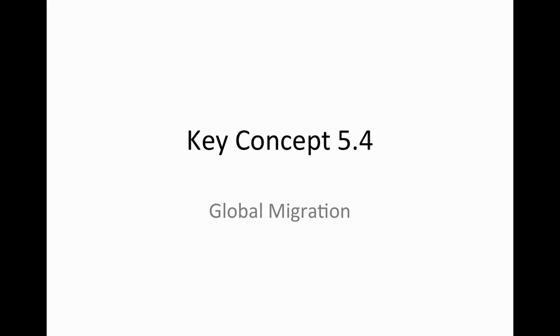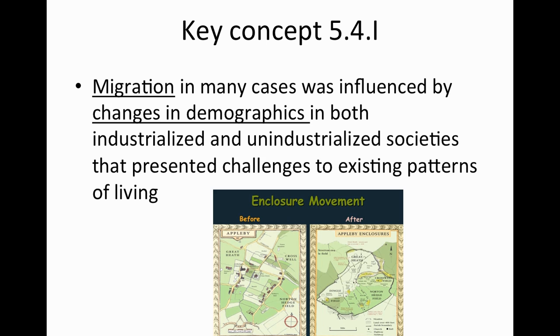Concept 5.4, global migration. Key concept 5.41 states migration in many cases was influenced by changes in demographics in both industrialized and unindustrialized societies that presented challenges to existing patterns of living. So basically here we're going to be focusing on migration patterns, people moving in and out of countries, and how that was influenced by changes in demographics.